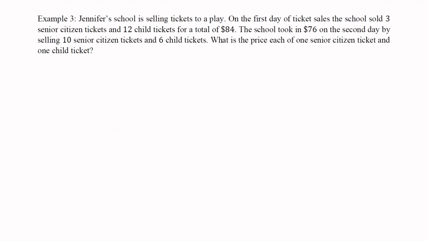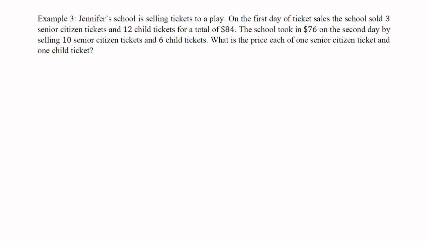Jennifer's school is selling tickets to a play. On the first day of ticket sales, the school sold 3 senior citizen tickets and 12 child tickets for a total of $84. The school took in $76 on the second day by selling 10 senior citizen tickets and 6 child tickets. What is the price each of 1 senior citizen ticket and 1 child ticket?